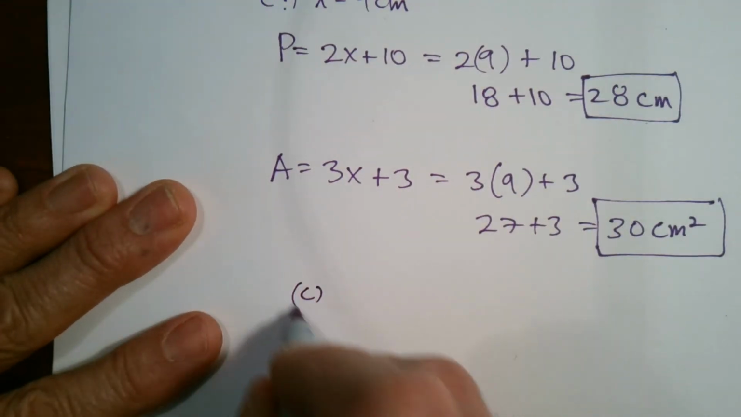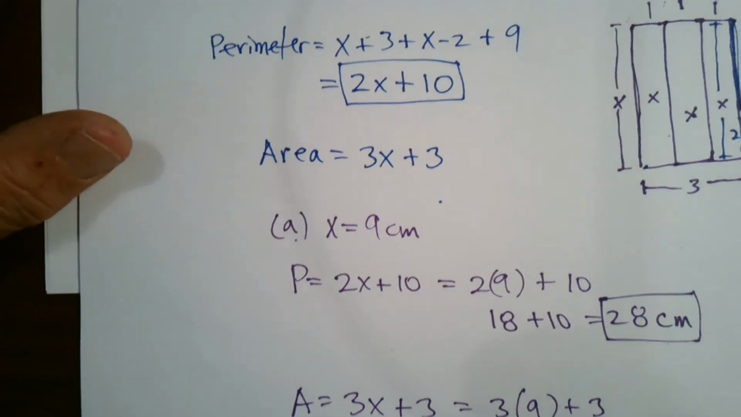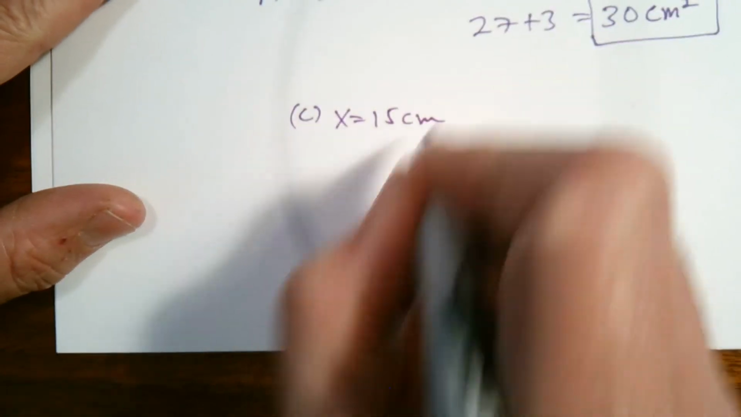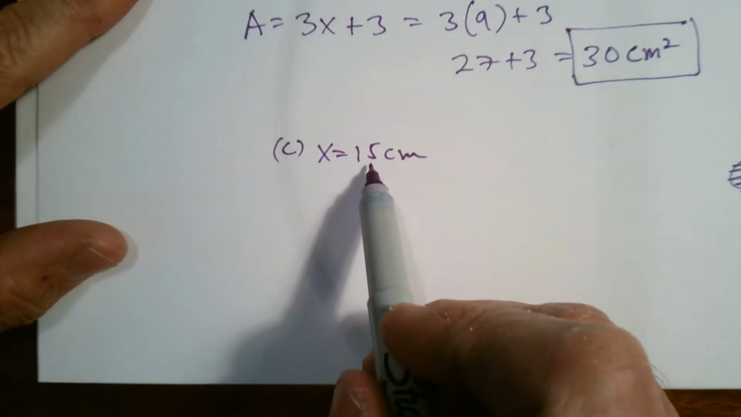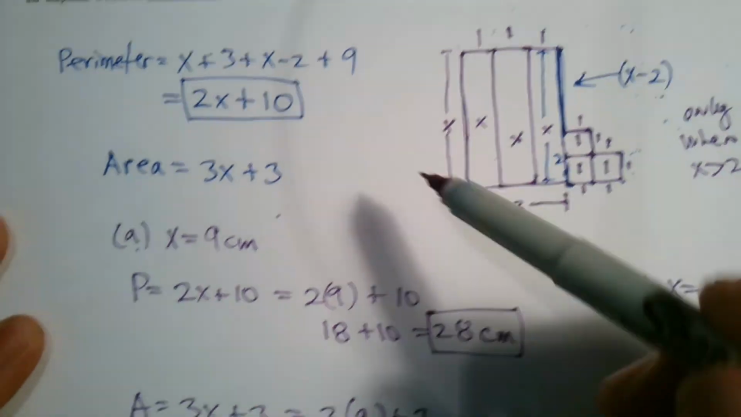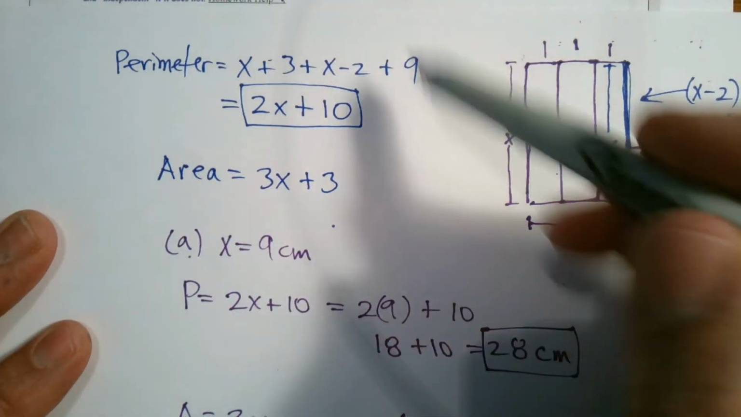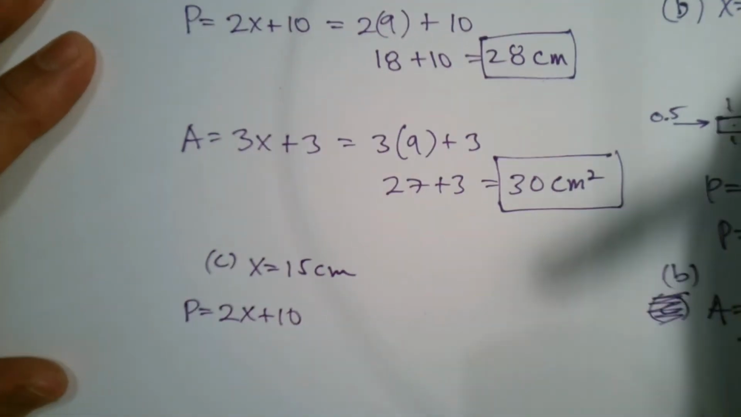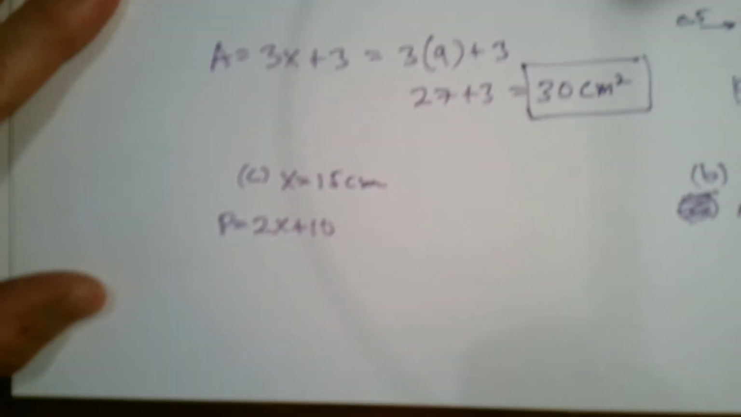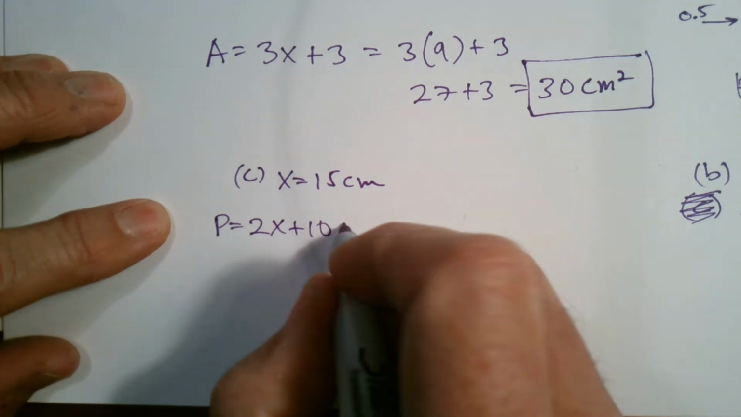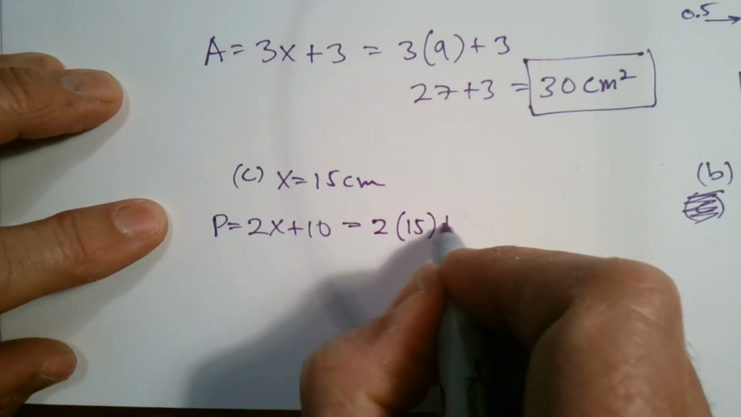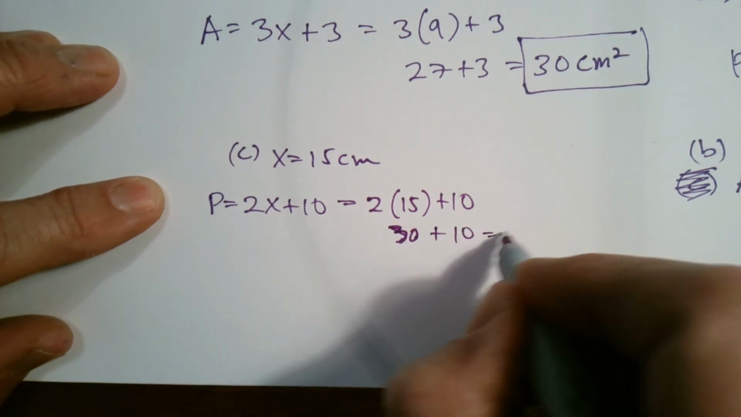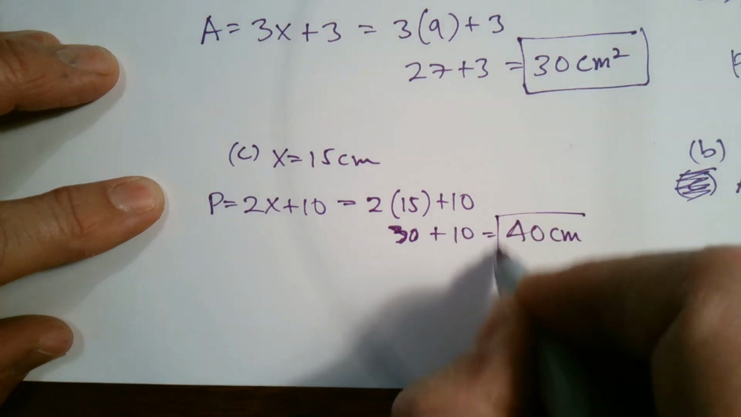All right, let me finish off C. C wants to utilize, they say use x equals 15 centimeters. So this one, x is greater than 2, so I can use my original diagram and I can use my original expressions, the expressions I found for perimeter and area. So I'm going to say perimeter is equal to 2x plus 10. Therefore, it's 2 times 15 plus 10. So it's 30 plus 10, which is 40. So perimeter is 40 centimeters for C.